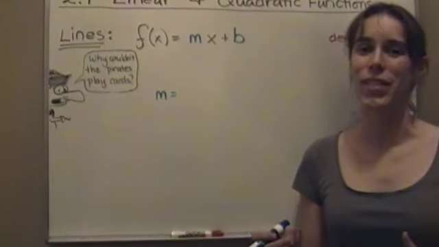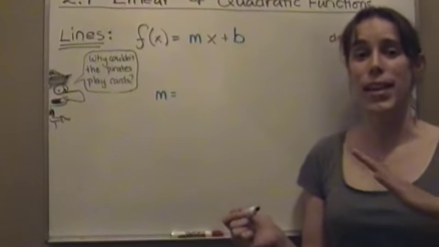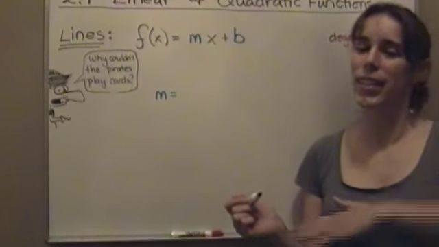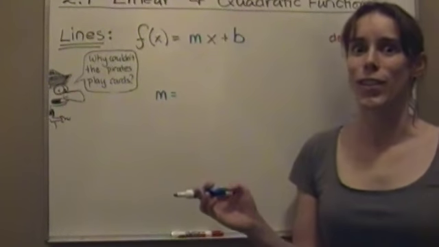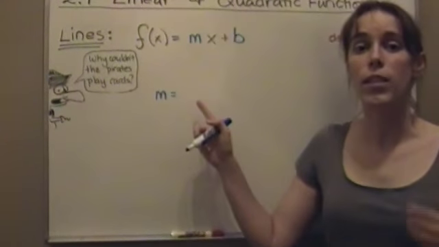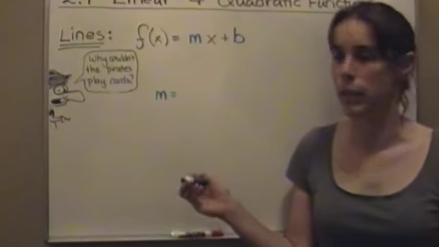It's important to know that lines have a constant rate of change. That's the best thing about them. They climb constantly up or constantly down at the same rate. 5 feet per second. $40 an hour, don't we all wish? So let's talk a little bit about m, because it's the most important thing here.